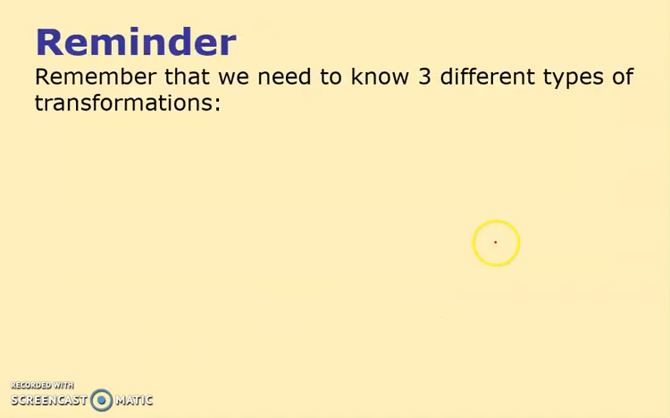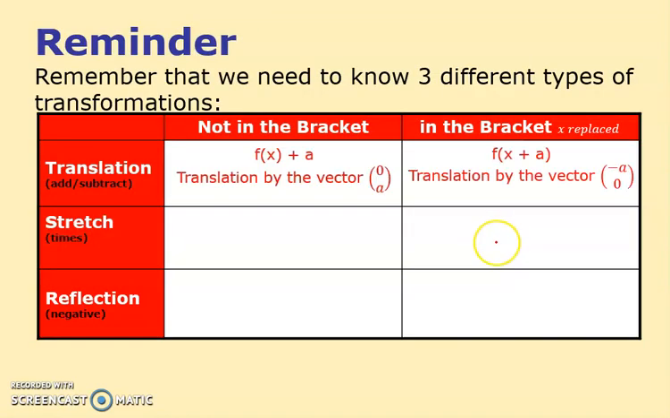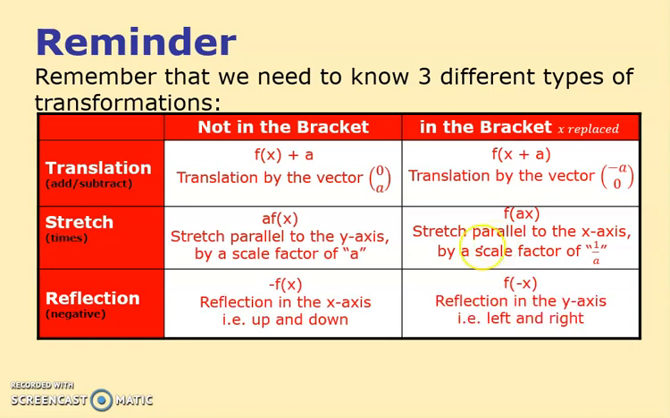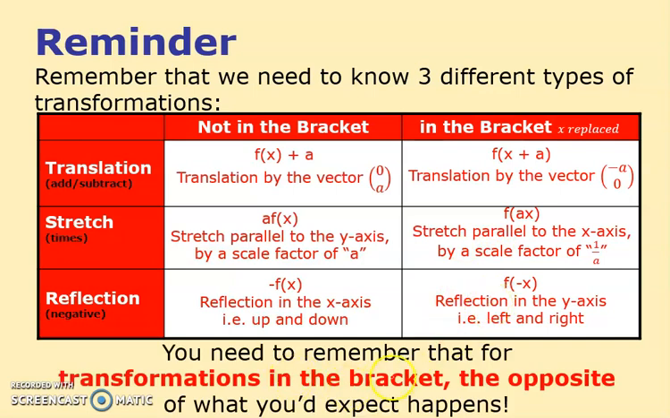So, bearing that in mind, a reminder of what we saw last time. You should have copied all this down. These are the rules, if you like, for translations, stretches and reflections, either in the bracket or not in the bracket, depending on which one you've got. And remember, if it is in the bracket, it is going to do something left and right rather than up and down. If it's outside the bracket, 2f of x, for instance, it will go up and down.